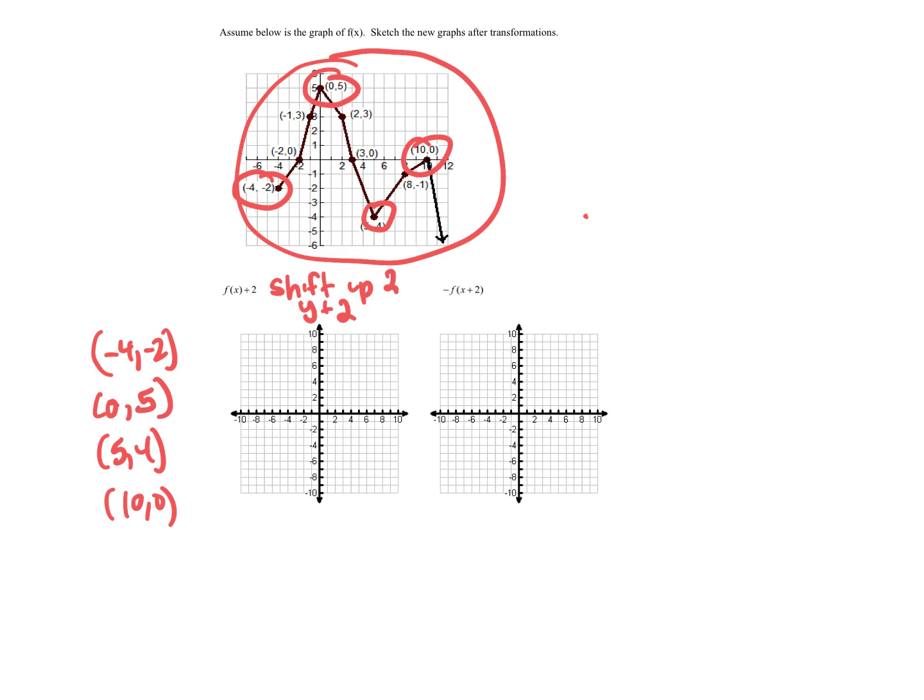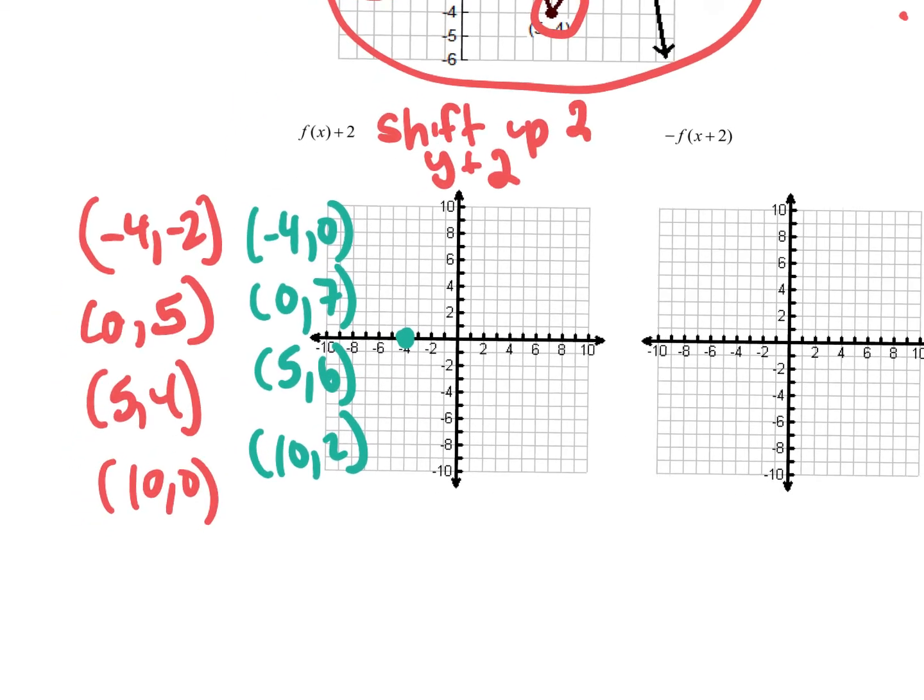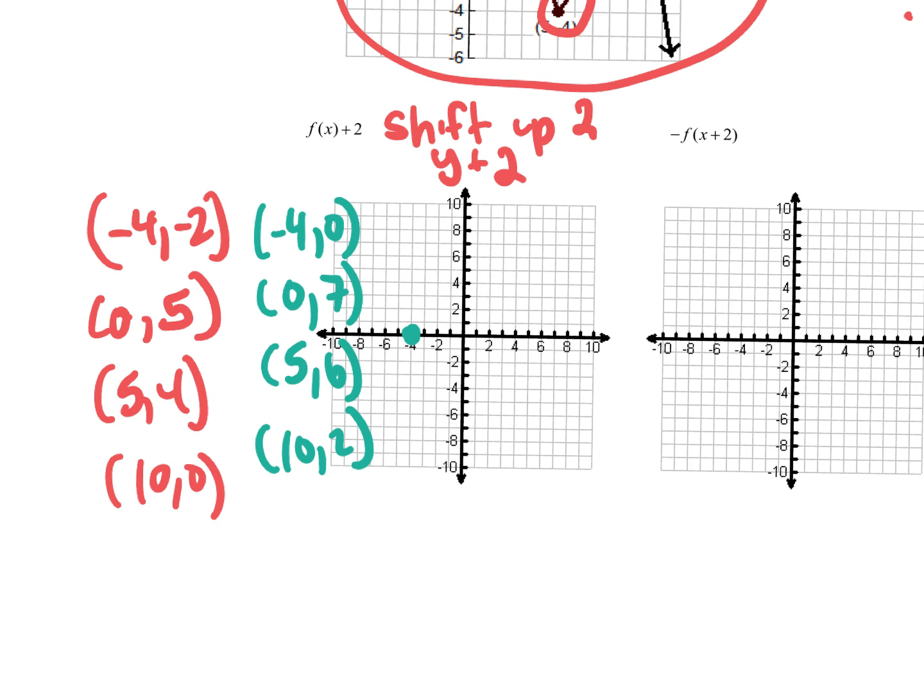So all I'm doing is shifting them all up 2. I'm just adding 2 to all the y's. So if I add 2 to all the y's, I'll get (-4, 0), (0, 7), (5, 6), and (10, 2). So if I plot those points, there's (-4, 0). Let me make this a little bigger. (0, 7), which is up here. (5, 6), which is here. And then (10, 2), 10 over, up 2. So something like that.